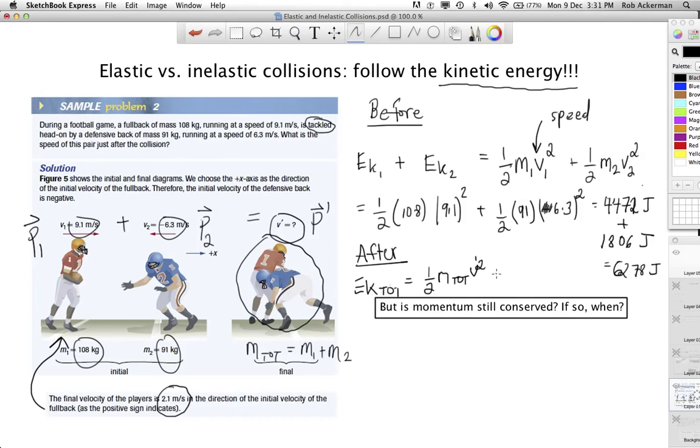Sorry about my messy writing there. My computer's actually freezing on me as I'm writing, and it's very difficult to see what I'm writing. But anyway, a half m total v prime squared. So that'll be 1/2 of the combined mass. So we have 108 plus 91, that's 199 kilos.